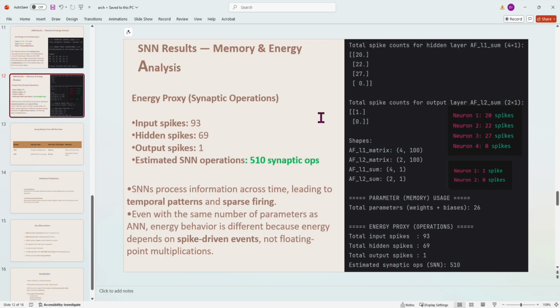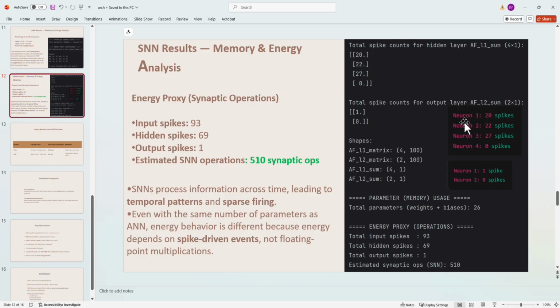So let's talk about SNN result memory and energy analysis. Unlike the ANN, the SNN processes information across time. So instead of only one forward computation, the network evolves over 100 time steps, right? The input spike was 93 times. The hidden layer did spike 69 times.